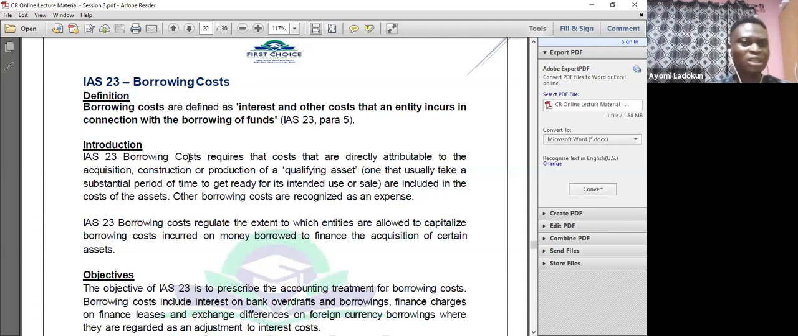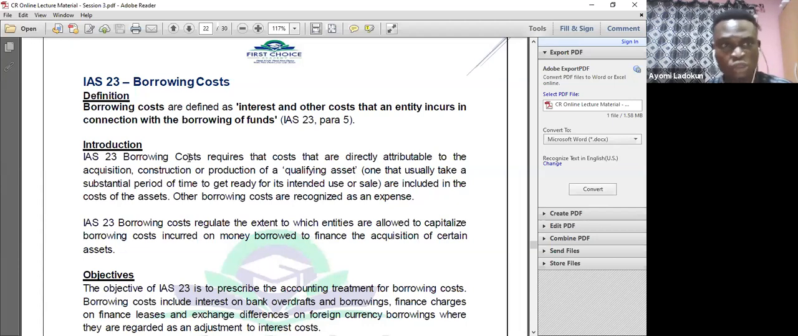So let's see as much as possible all the standards that we can quickly take, so that by third week, you will start your group accounting and cash flow statement. That's why we needed to cover as many standards as possible, because by the time you start your group accounting, knowledge of these standards will really help you.